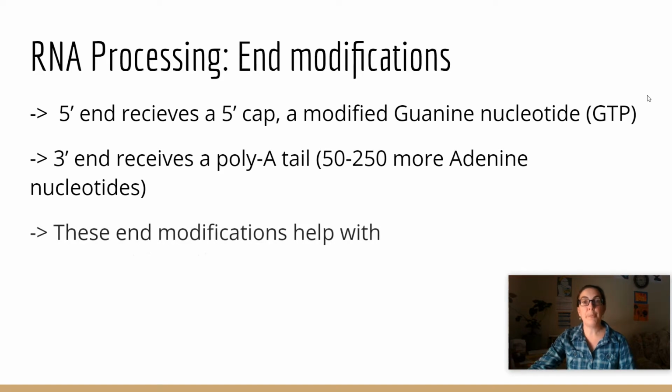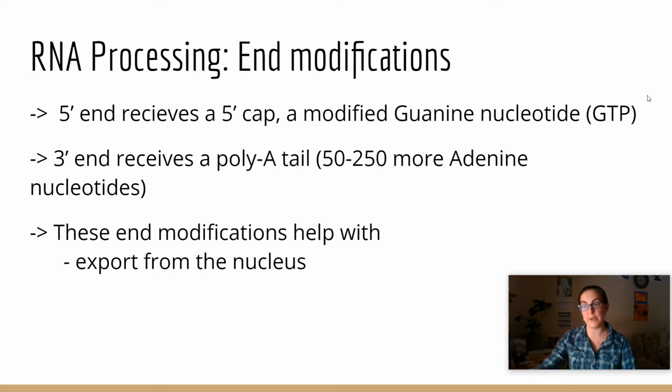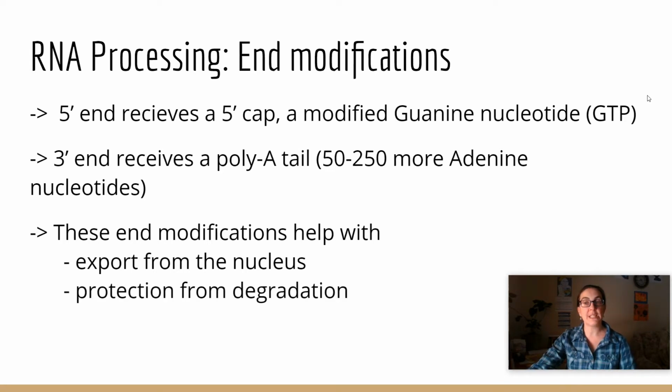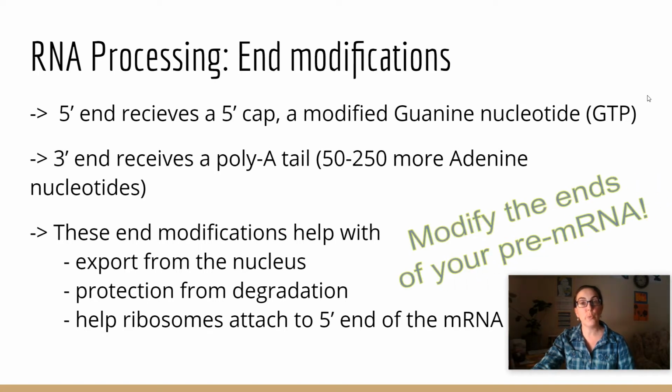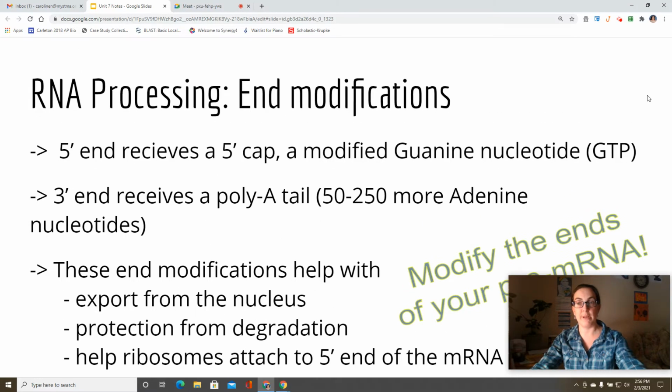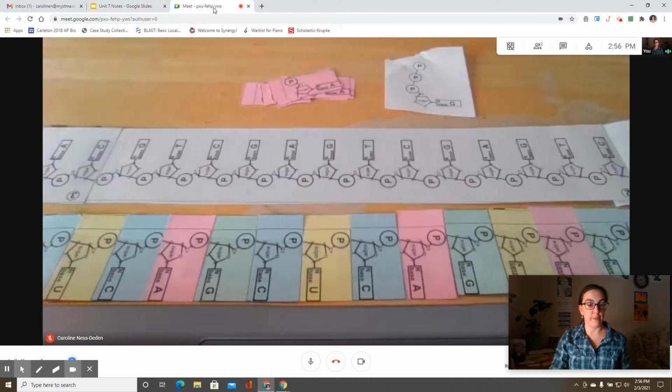The purpose of these is that they help export the messenger RNA out of the nucleus. They give the proteins that help move it out of the nucleus something to grab onto. They also help protect it so that it's not broken down before it can be translated into a protein. And it helps the ribosome figure out where to attach once the messenger RNA travels out to the ribosome. So we are going to take a minute and modify the ends of our pre-mRNA molecules. So we'll go back here for a minute.